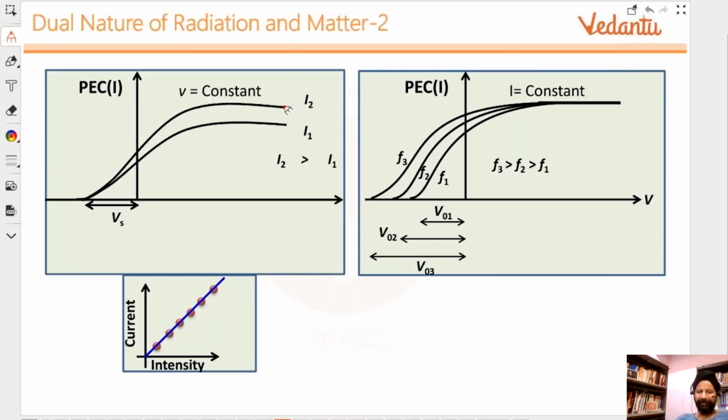Now in this one, intensities are different. Take the same frequency. Frequency is constant, so you can see the stopping potential is constant. You have to understand that part. But because intensities are different, saturation currents are different. Intensity defines the saturation current, frequency defines the stopping potential. Now, on the other side, the intensity is constant, and that is why the saturation current is the same. But frequencies are different, so that effect can be seen here.